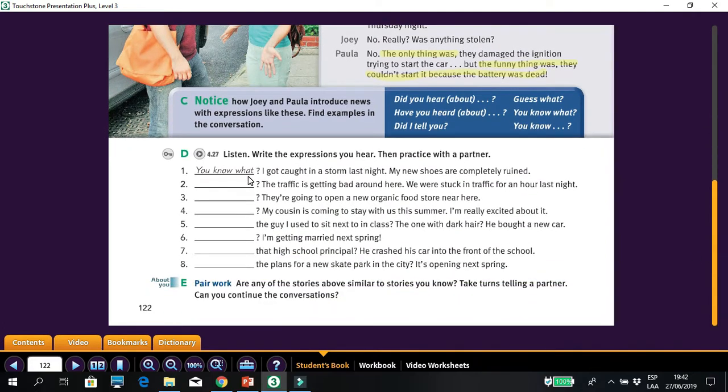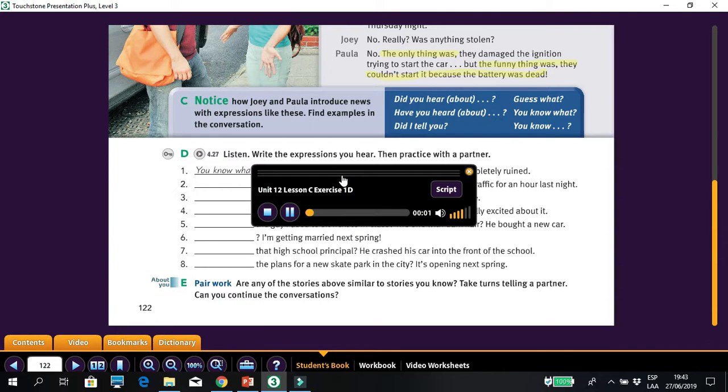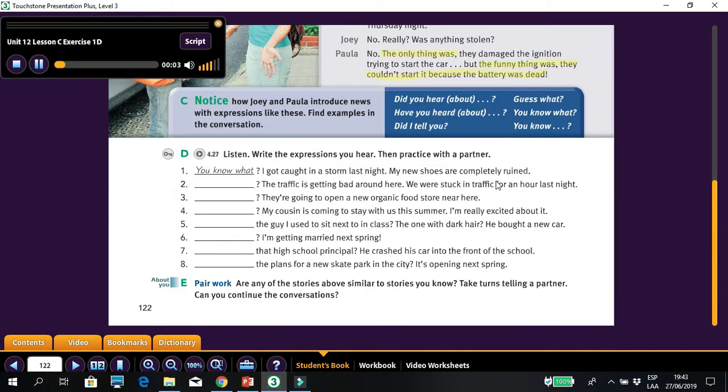First, this is a listening exercise to practice conversation strategies. I will play this and you have to try to figure the answers out, and then we will go over the answers. So let's do this. You can do it on a piece of paper. Come on, you can do it. Page 122. 1. Conversation strategy. Telling news. D. Listen. Write the expressions you hear. Then practice with a partner.